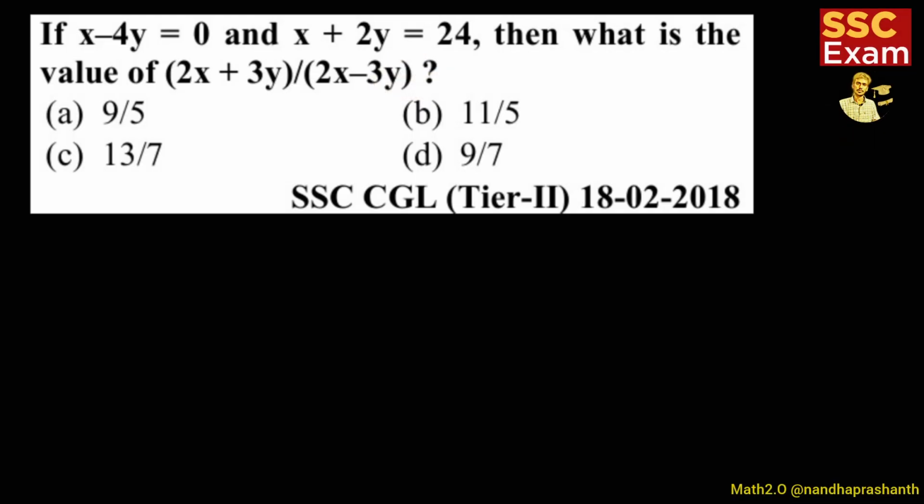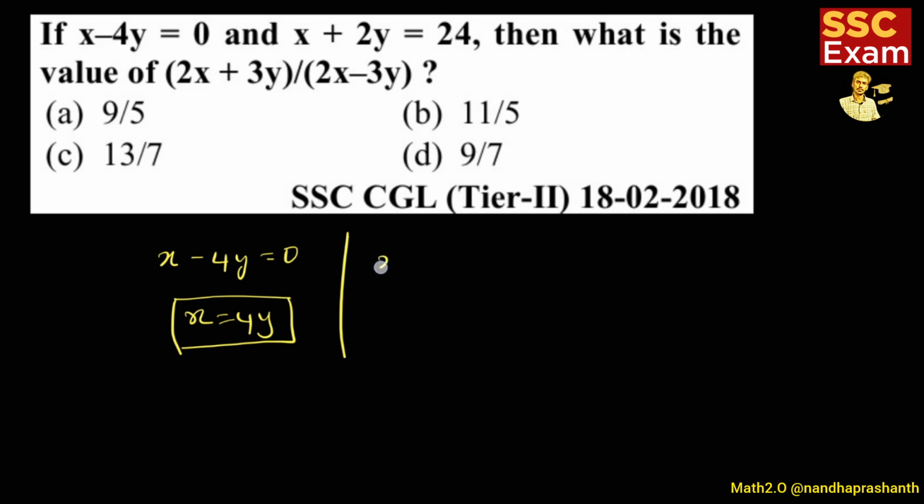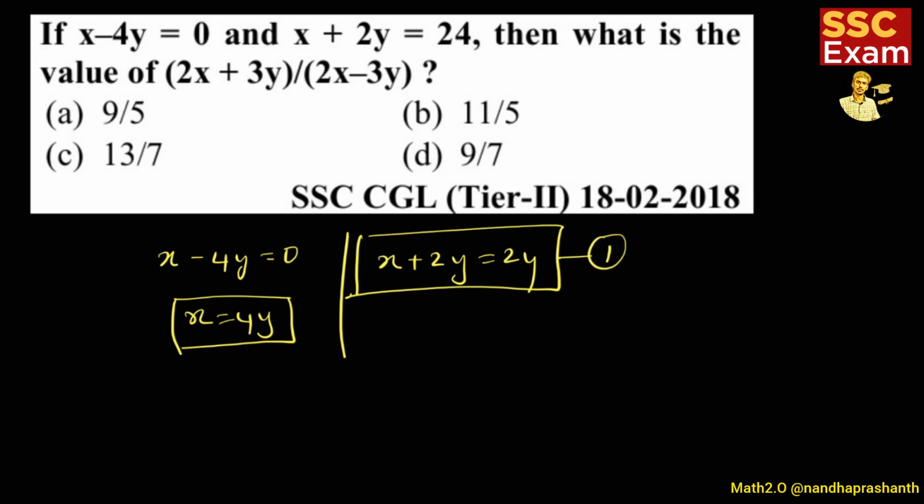So it is given that if x minus 4y is equal to 0, இது வந்து x is equal to 4y அப்படின்னு எடுத்து வச்சுப்போம், சரிங்களா? And also it is given that x plus 2y is equal to 24. ஸோ இது வந்து நான் ஈக்குவேஷன் 1ன்னு வச்சுக்கிறேன், சரிங்களா? இப்போ நம்ம என்ன கண்டுபிடிக்கணும் அப்படின்னு பார்த்தீங்கன்னா, we have to find 2x plus 3y whole divided by 2x minus 3y. இதை தான் நம்ம கண்டுபிடிக்கணும், சரிங்களா?